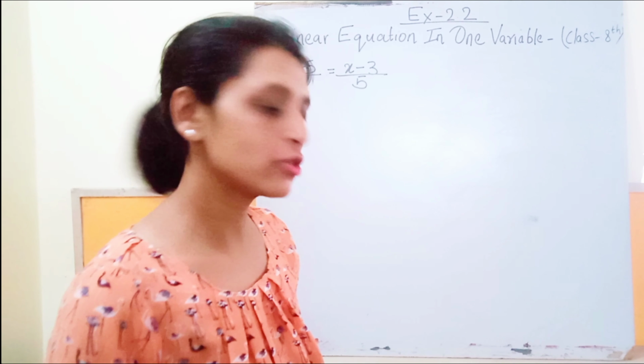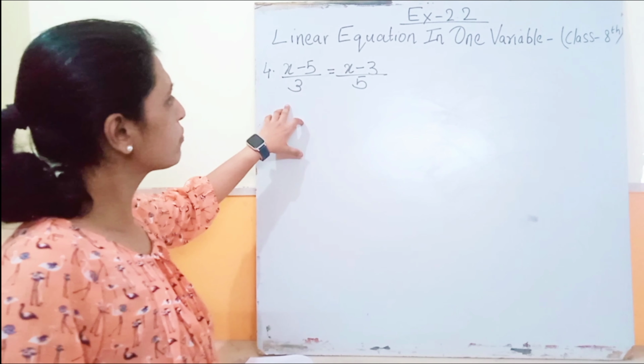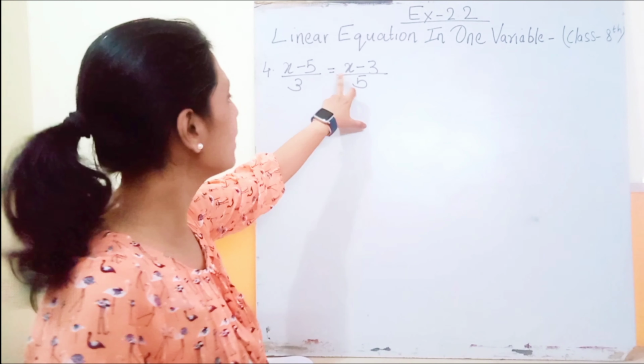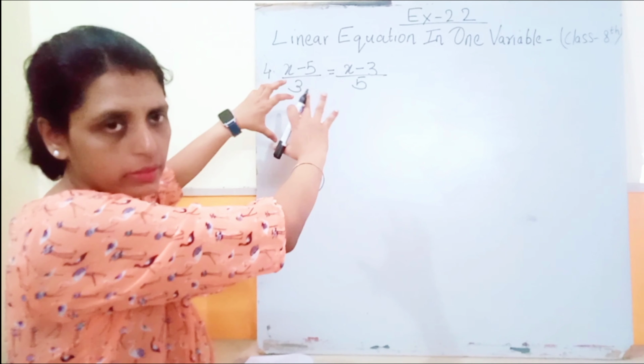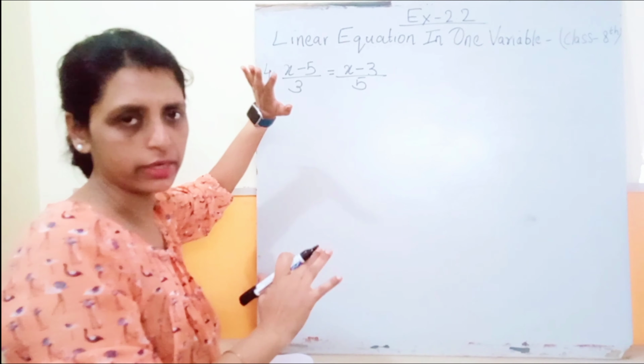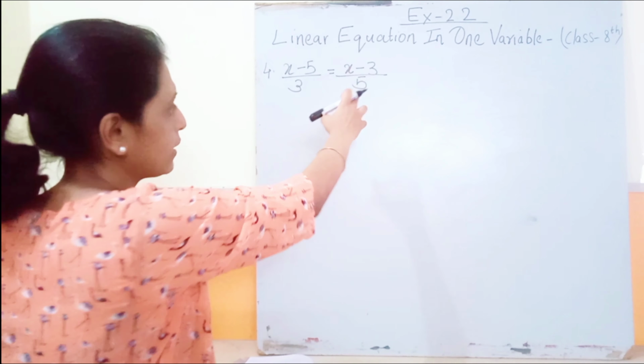Now we will proceed to the next question, and the next question is (x minus 5) upon 3 is equal to (x minus 3) upon 5. First, in order to solve this equation, we need to simplify it. So how will we simplify it? We are going to cross multiply the denominators.